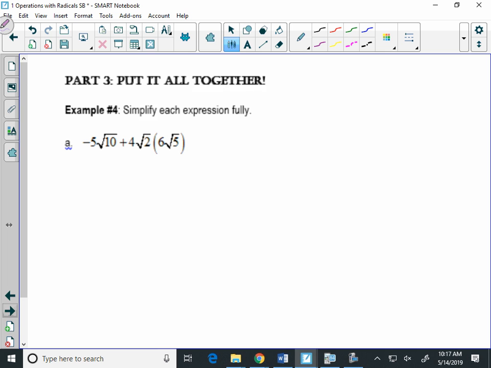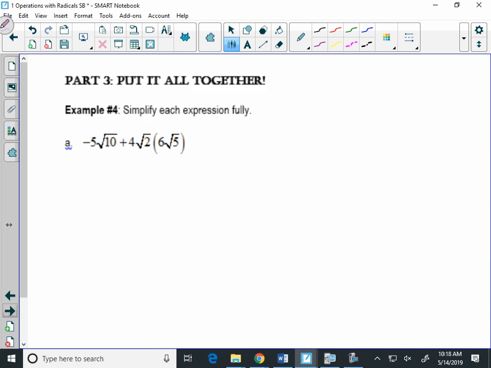So, combining it all together. Now it's multiplying, dividing, and adding and subtracting all in one. So you have to follow those order of operations. If you remember PEMDAS: parentheses, exponents, multiplication, division, addition, subtraction. So what do we have to do first in this problem? We have negative radical 10 plus 4 radical 2 times 6 radical 5. Can we add, or do we need to multiply first?